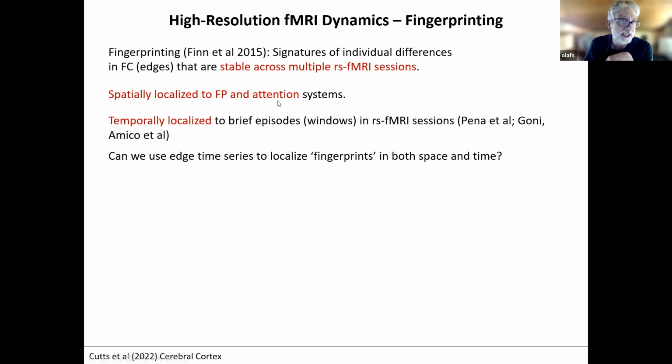And it has been known for some time that these edges are localized to, for example, frontoparietal attention systems. So they're not everywhere. And there has been preliminary evidence from our own work, but also from the work of Joaquin Goni and Yuko Miko, that the fingerprinting itself is temporally localized to brief episodes during the run. We wanted to use our fine scale fMRI dynamics to see if we can localize fingerprints, not only in space in these particular systems, which we could, but also in time.